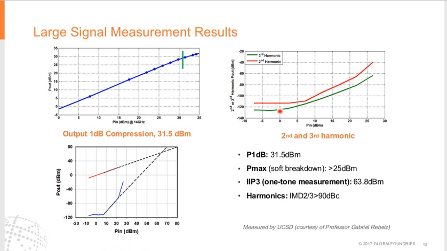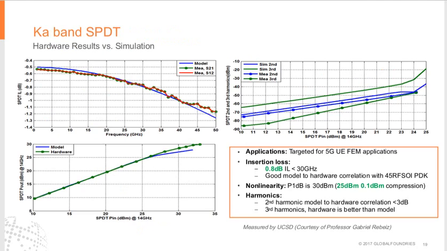This is the harmonic measurement. The red curve is the second harmonic. The green curve is the third harmonic. So basically, HD2 and HD3 are better than 90 dBc, and the Pmax is better than 25 dBm. This device provides comparable performance. If you go to check with a commercial GaAs solution, it's a compatible performance with the GaAs.